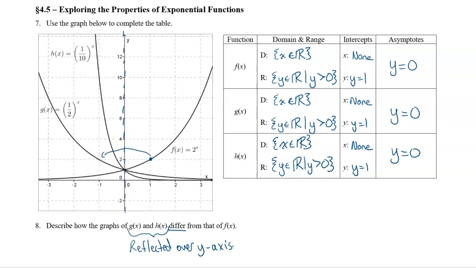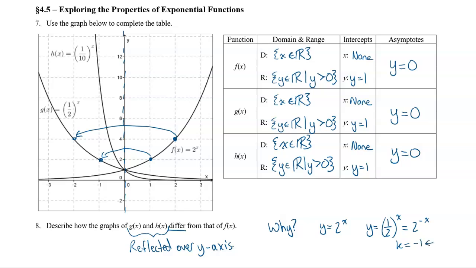It's not only going down, but it's reflected over the y-axis. If you notice 2 to the power of x compared to (1/2) to the power of x, all those points are just reflected over the y-axis. Well, why is that? Let's have a closer look at these two equations. We have y equals 2 to the power of x, and then we have y equals (1/2) to the power of x. Now, remember our exponent laws. (1/2) to the power of x is the same thing as saying 2 to the power of negative x, because that would bring it down to the bottom.